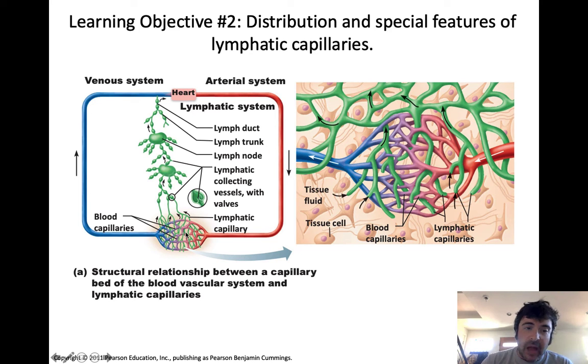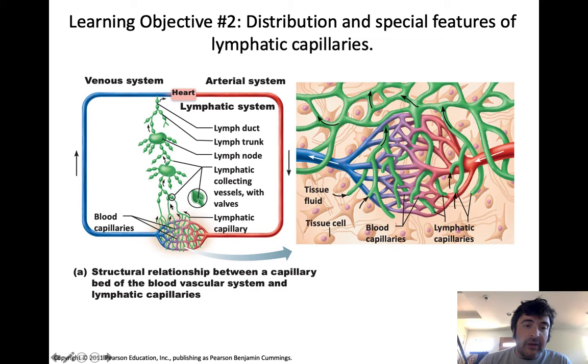So from lymphatic capillaries, those capillaries will fuse over and over again to form lymphatic vessels, and we're going to look at lymphatic vessels. Those lymphatic vessels have valves, because lymph is a very low pressure circulatory system, meaning that there's not a heart pumping lymph. The movement of lymph requires things like body movement, gravity. It's not a high pressure system at all.